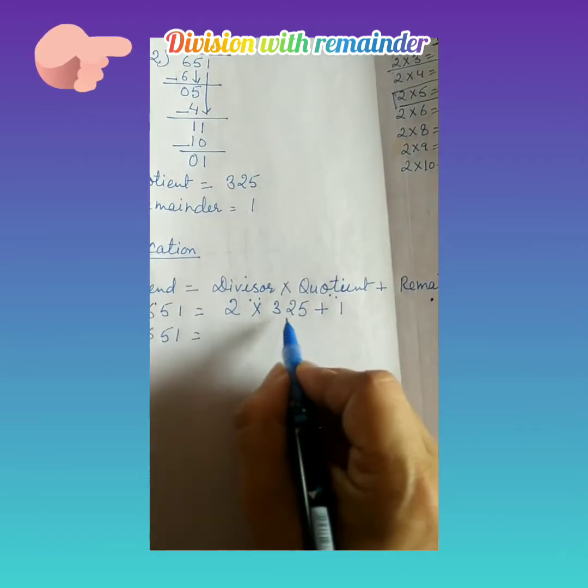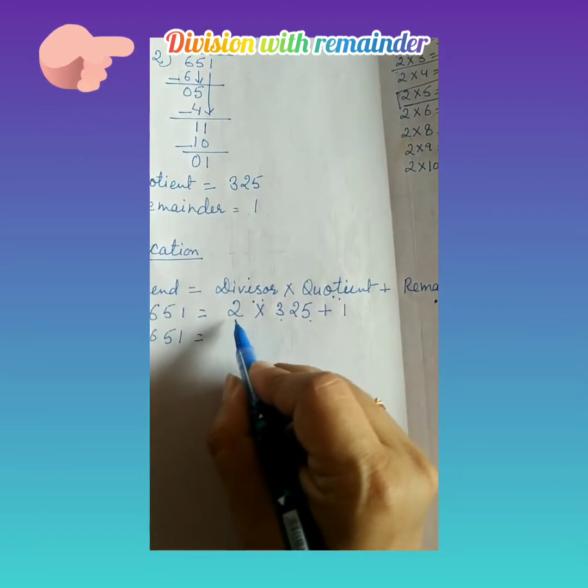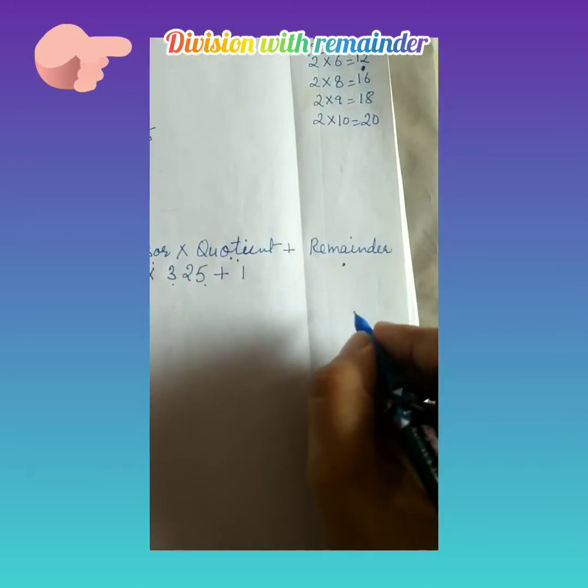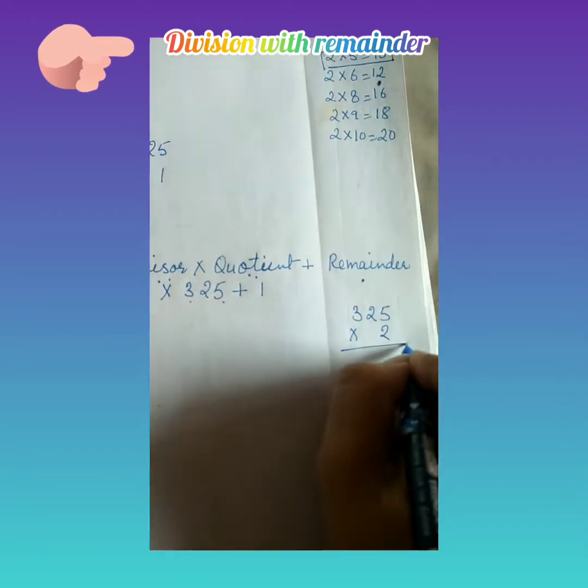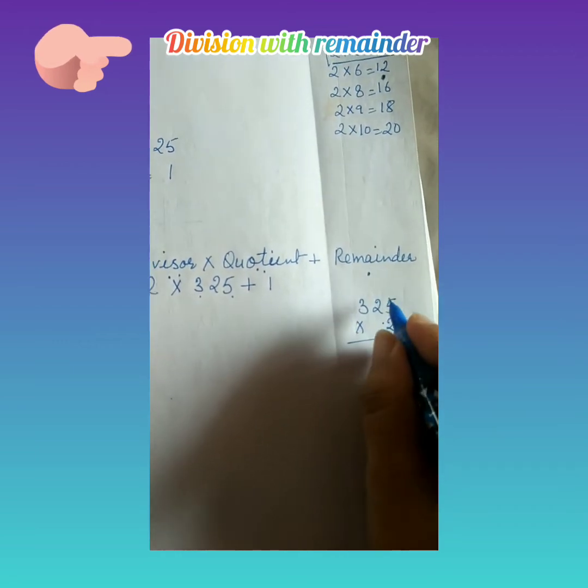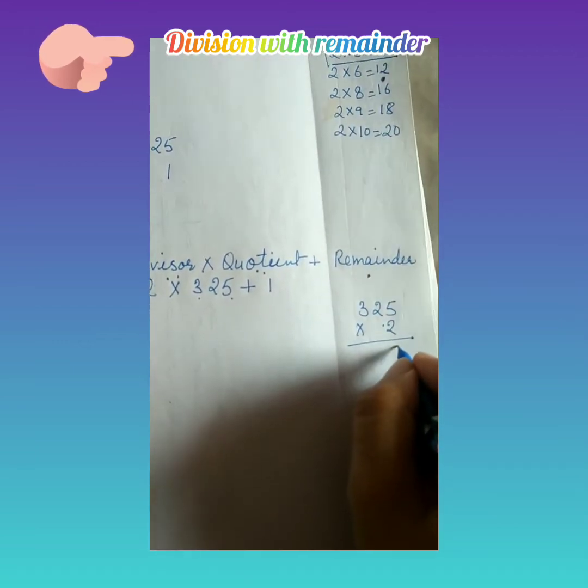So now we have to multiply this 325 by 2. So this we can do in our rough column. Multiply by 2. So 5 times 2 is equal to 10.